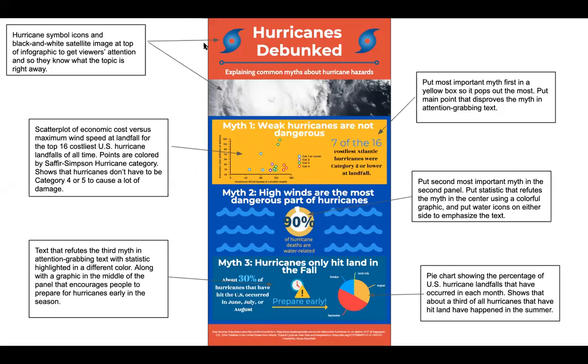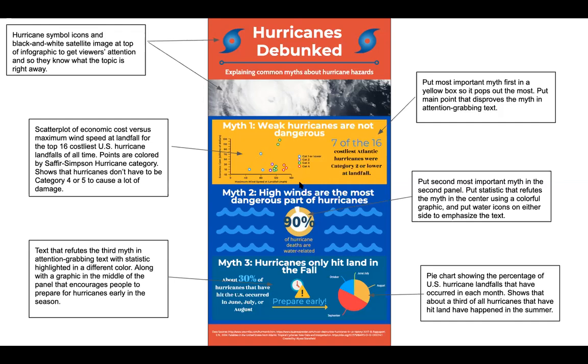I started off with some hurricane symbols and a black and white satellite picture at the top to grab people's attention, and so they know what the infographic is right away. So I started off with the most important myth at the top in this yellow panel. I used a scatter plot to show that hurricanes don't have to be really strong at landfall in order to cause a lot of damage.